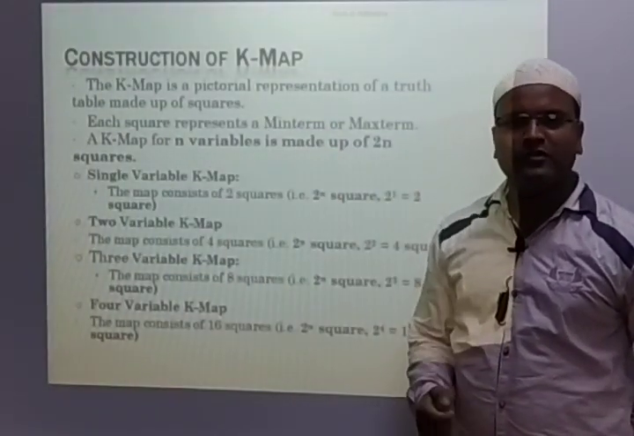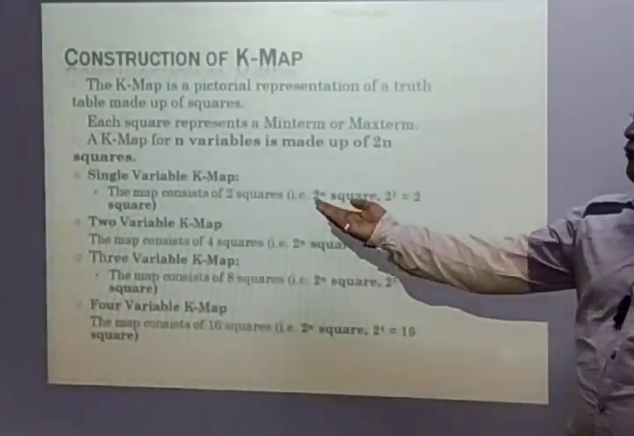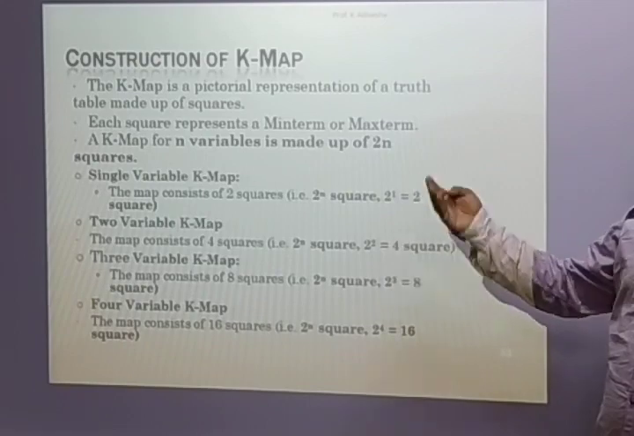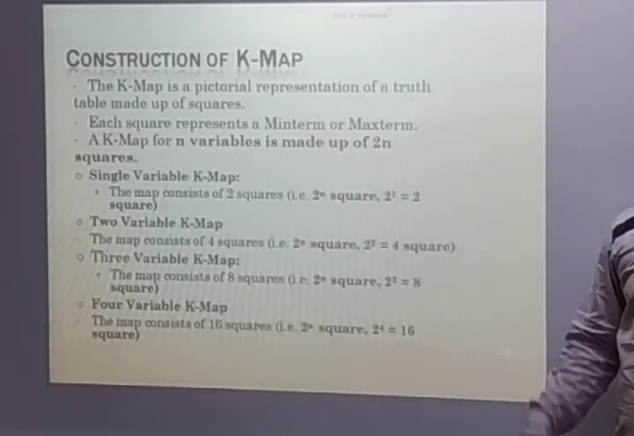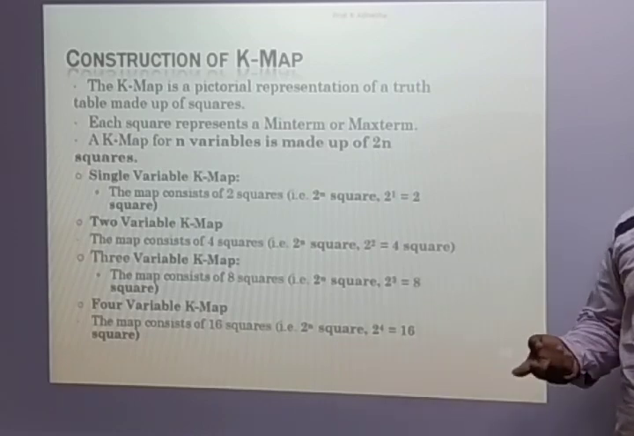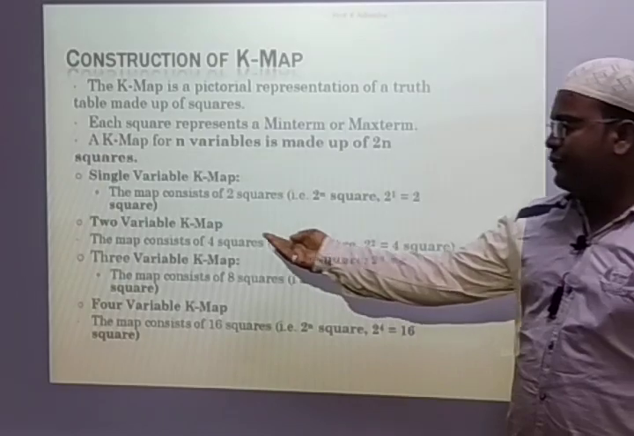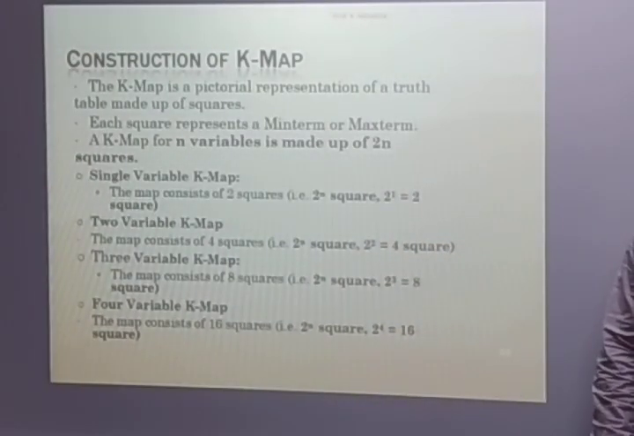So each square box is a min term or max term. Next, it can have 2 variables, so 2 power n: 2 power 1, 2 power 2, 2 power 3, 2 power 4. If it is a single variable, 2 power 1 means 2, which means the binary numbers are either 0 or 1. If you have 2 variables, that means 2 power 2, that is 4 square boxes.